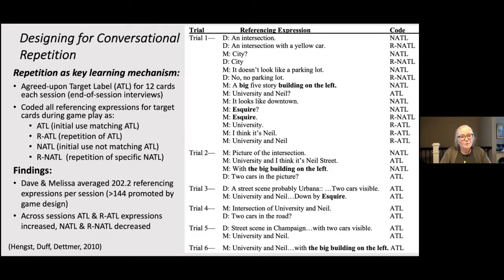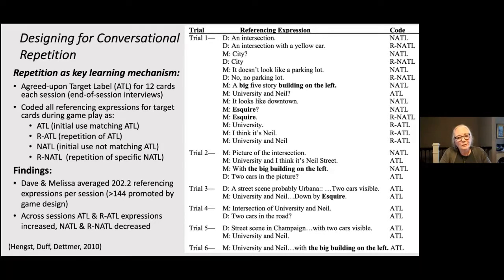So what we did then is we first identified what Dave and Melissa's agreed upon target label was for each of the 12 cards at the end of each session. And then we gathered this information with those post-trial interviews or conversations. We then identified all the referencing expressions for the target cards during gameplay and coded them either as matching the ATL, which is the first use of it during that card placement sequence, a repetition of the ATL, a non-ATL, something that was different than the ATL, and a repetition of some specific non-ATL.